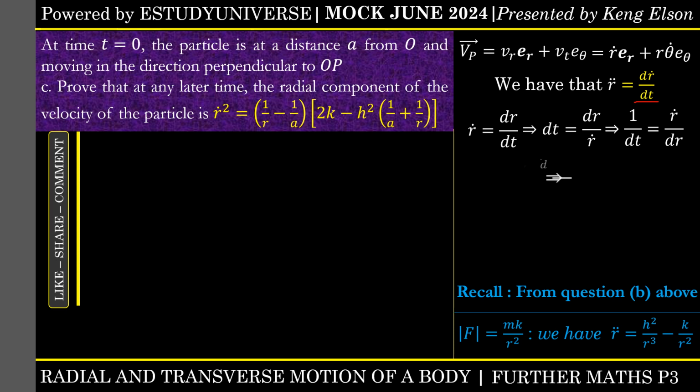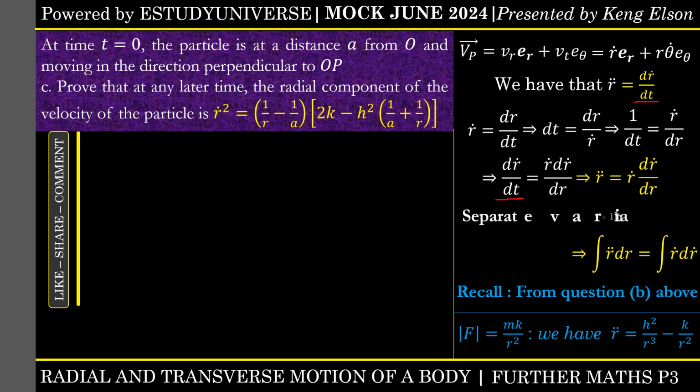Now I will multiply both sides by r dot, and here on the left hand side I will have r dot divided by dt. On the right hand side I will have r dot, r dot divided by dr, which therefore means that the left hand side is clearly r double dot, and the right hand side we can rewrite as r dot dr dot by dr. Now we can go with this formula.